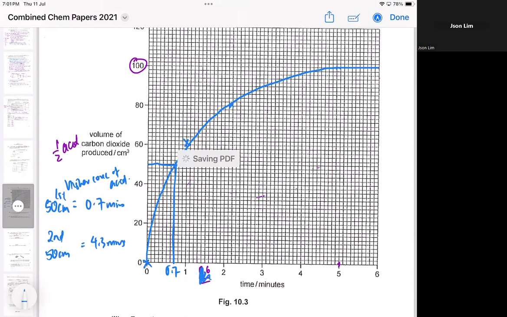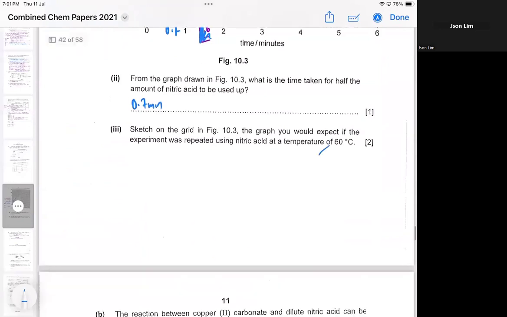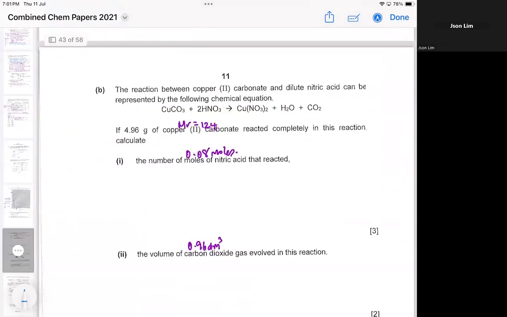Yeah, so this curve I think is more accurate. So 0.7 minutes, this one is done. Okay, most of the acid has reacted.